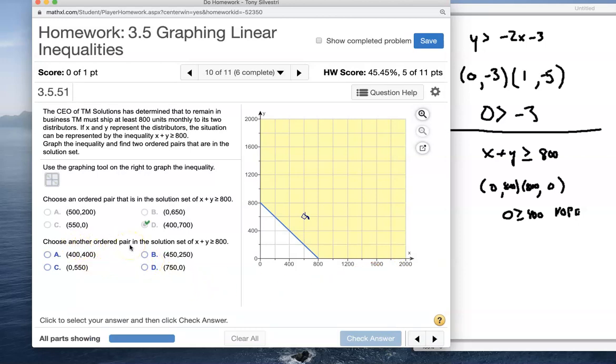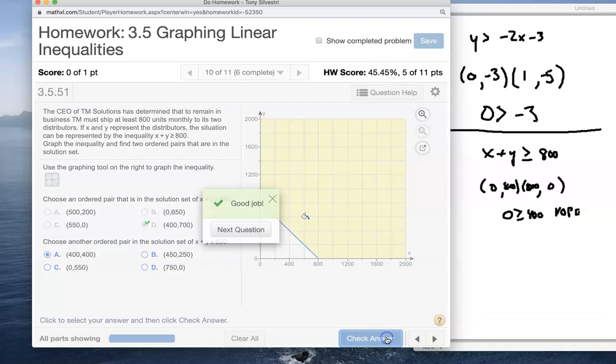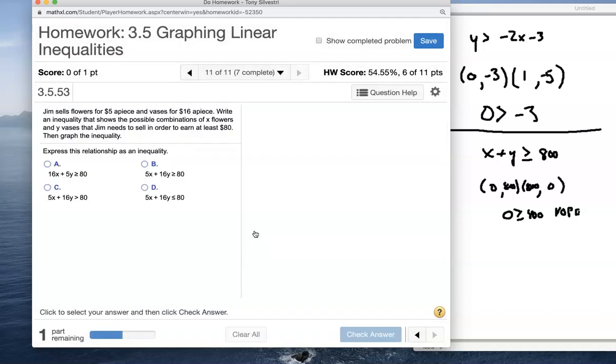Choose another ordered pair. Okay, all we're looking for is to take the coordinates and add them together and make sure it's bigger than 800. So I'm going with A. Right off the bat, there could only be one answer. 400 plus 400 is equal to 800, and that's included with the equal sign. Okay. Good job. All right, now what do we got here?